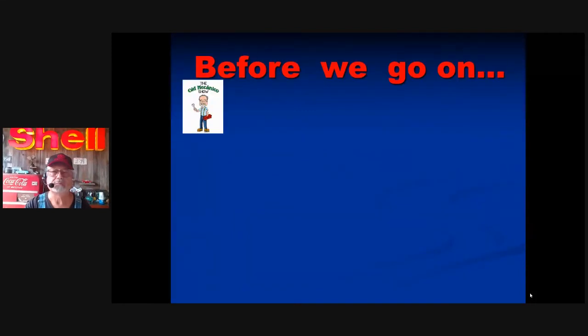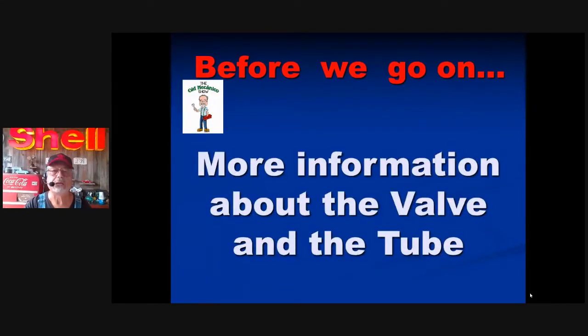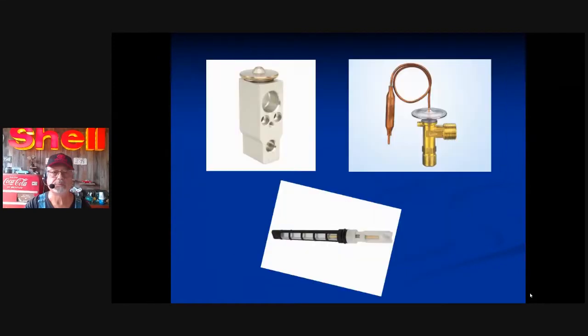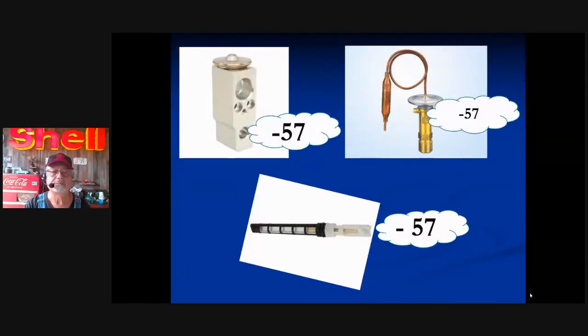Before we go on, more information about the valve and the tube. You already know the two styles, the block and the 90, the valves. You already know about the tube. They all do the same thing. This is where the magic happens. Remember the two magics? Super fast, super cold.